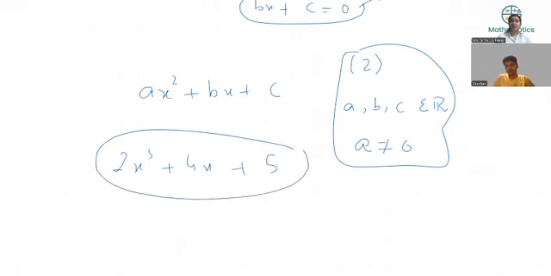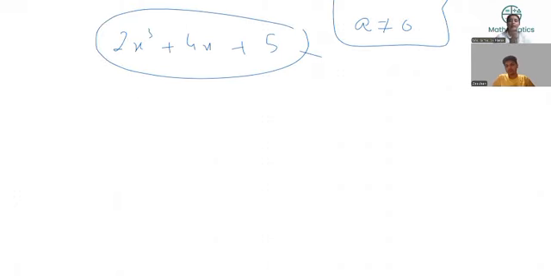So now you understand what quadratic equations are. Obviously, every equation has a variable. Now, for example, I write a quadratic equation 2x squared plus 4x plus 5. What is the variable in this equation?